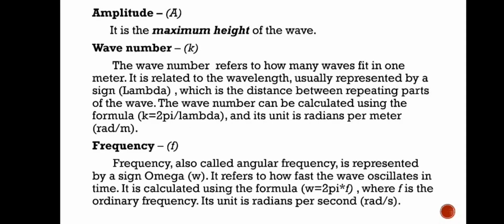A wave number can be calculated using the formula k equals 2 pi over lambda, and it has a unit of radians per meter, or rad per m.